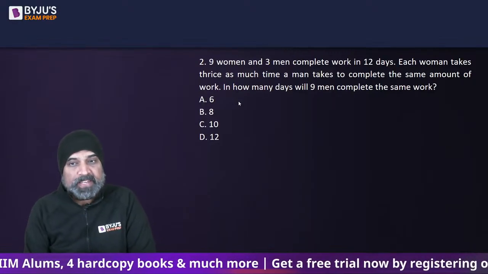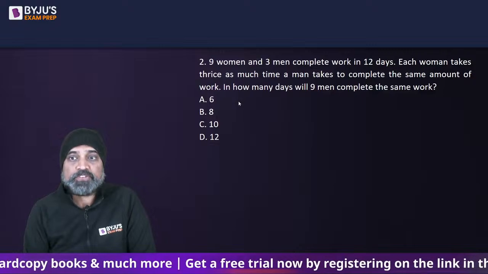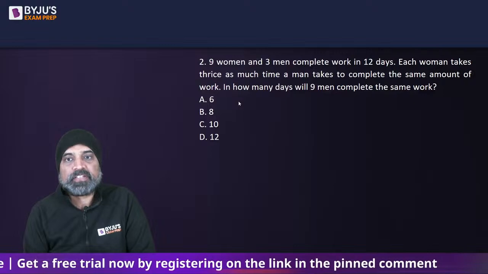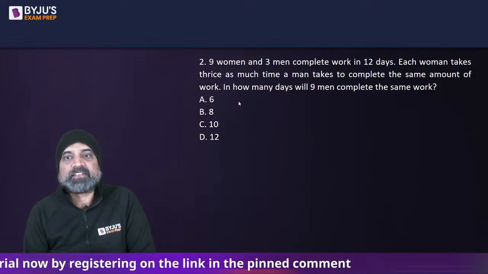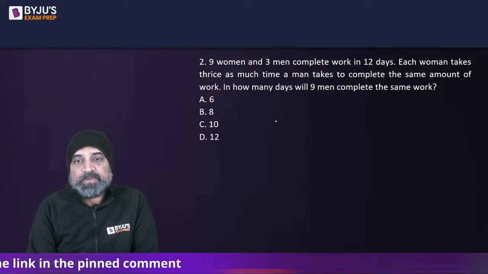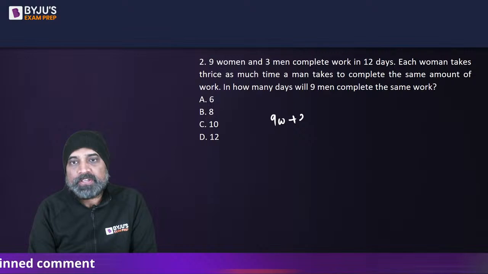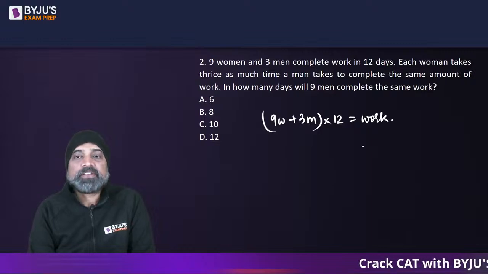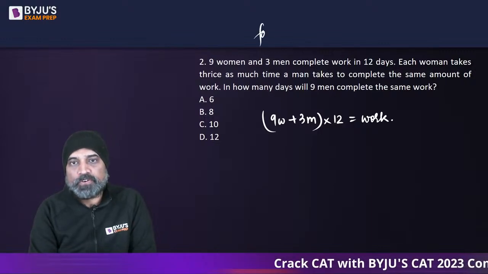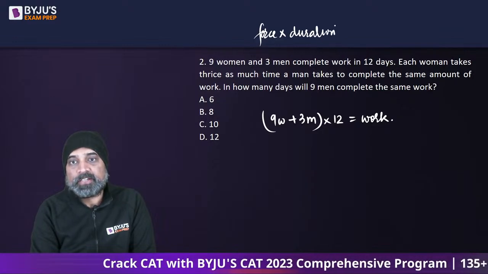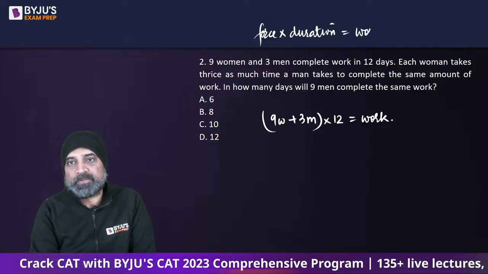9 women and 3 men complete a work in 12 days. Each woman takes thrice as much time as a man takes to complete the same amount of work. In how many days will 9 men complete the same work? Well, it is given to us that 9 women and 3 men can complete a piece of work in 12 days, right? So there is a formula that workforce into duration results in work. This is the formula for time and work.